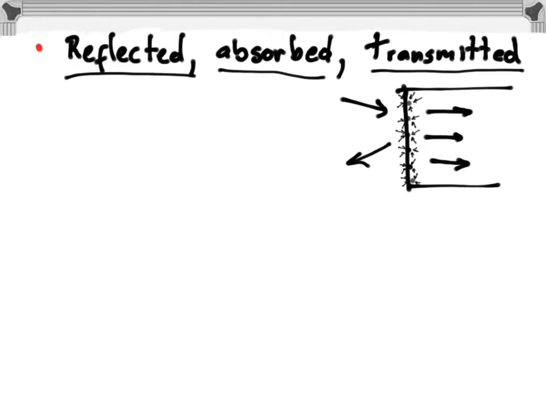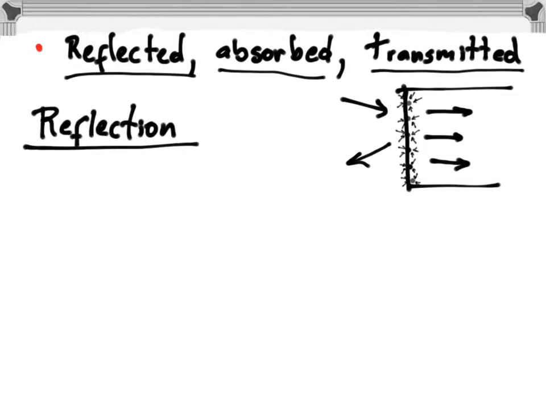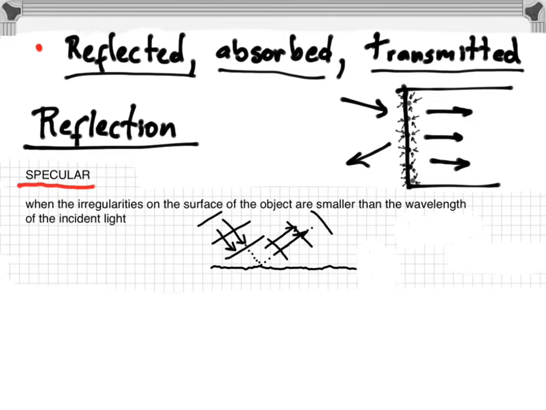So let's take a detailed look at reflection. We classify reflection in two categories. Specular reflection is the kind of reflection that happens when the irregularities on the surface of the object are smaller than the wavelength of the incident light. So what does that mean? We have light hitting a surface, and we're going to look at the case when the irregularities on the surface of the object are small.